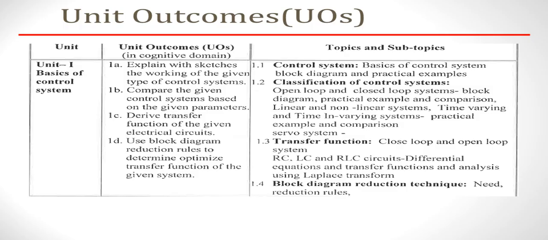Hello students, let us start with the first unit, Basics of Control System. The unit outcomes of this unit are: explain with sketches the working of given type of control system, compare the given control systems based on the given parameters, derive transfer function of the given electrical circuits, and use block diagram reduction rules to determine and optimize transfer function of the given system.